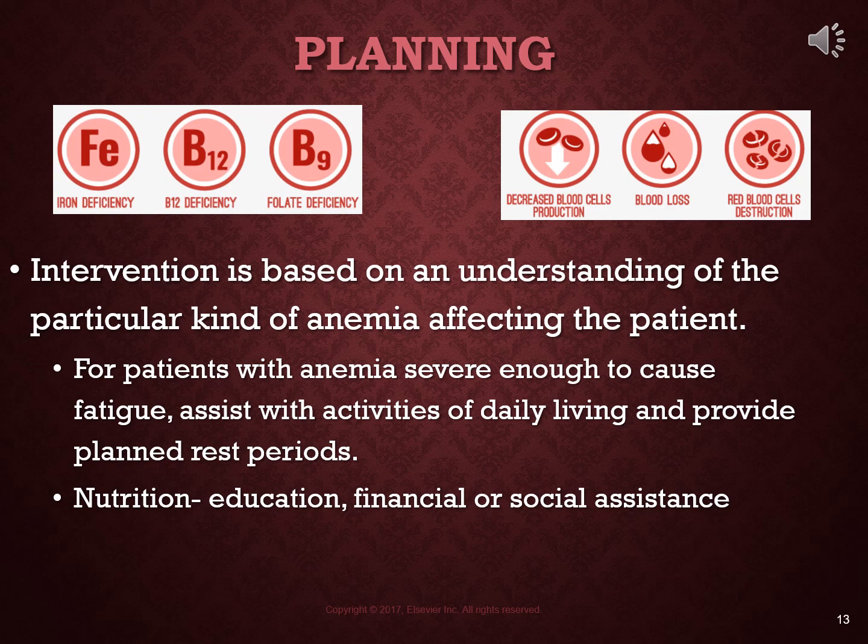Interventions are based on the particular kind of anemia that is affecting the patient. This includes medical interventions as well as nursing interventions. For people with anemia severe enough to cause fatigue, of course, assisting with their activities of daily living and providing planned rest periods, clustering care, those sorts of things are important, and also teaching them and working with the family to get them help at home will be important here.